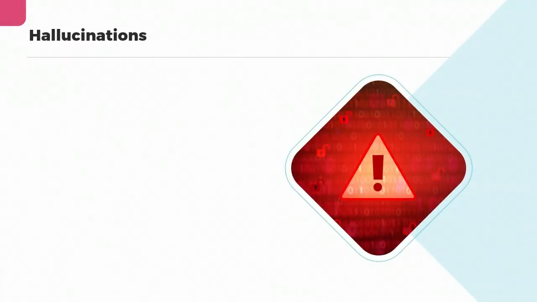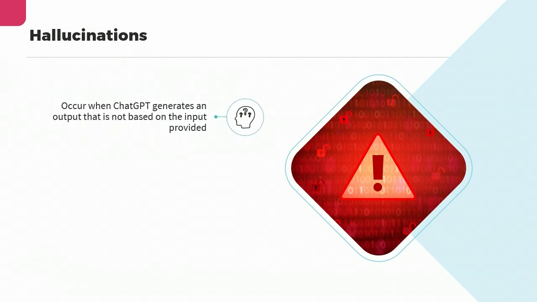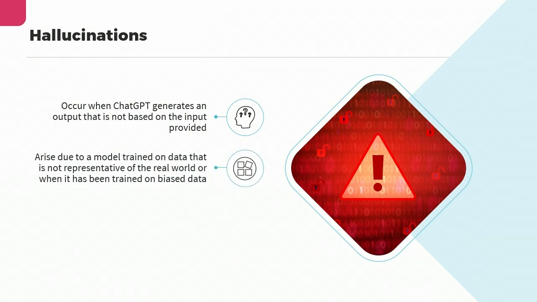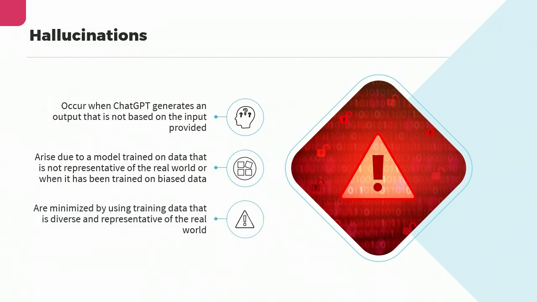A common issue with ChatGPT is the occurrence of hallucinations. These can occur when the ChatGPT generated output is not based on the input provided. Hallucinations can arise when the model has been trained on data that is not representative of the real world, or when it has been trained on biased data. In order to minimize the risk of hallucinations, it is crucial to ensure that the training data used to develop ChatGPT is diverse and representative of the real world.